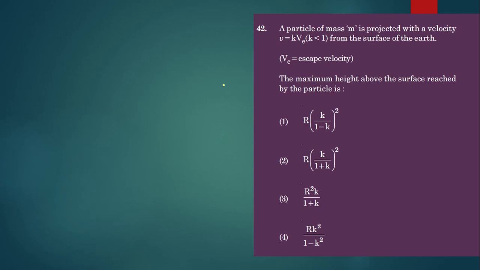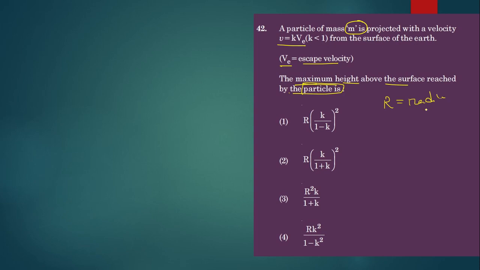Let's move on. So here in this question, there is a particle of mass m. It is projected with a velocity v equal to k v suffix e from the surface of Earth. And it is mentioned in the question that this v_e is the escape velocity. This is the escape velocity from the surface of Earth, although it is not mentioned explicitly. And we are supposed to calculate the maximum height above the surface reached by the particle. This R that is mentioned in the option is nothing but the radius of the Earth.